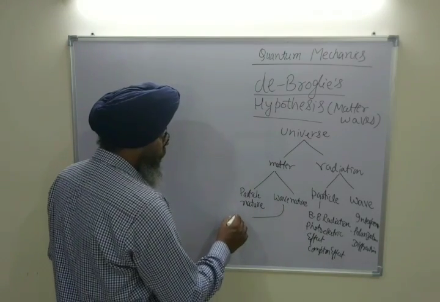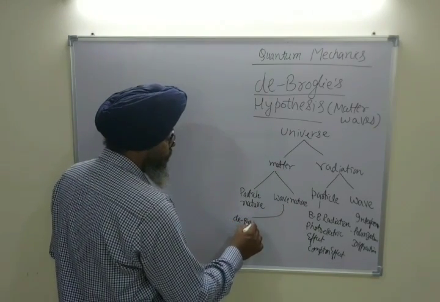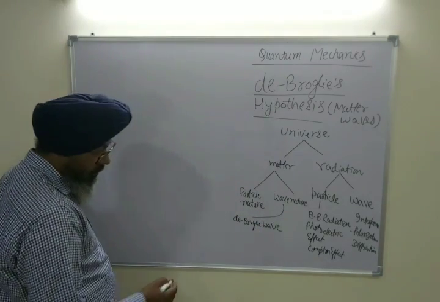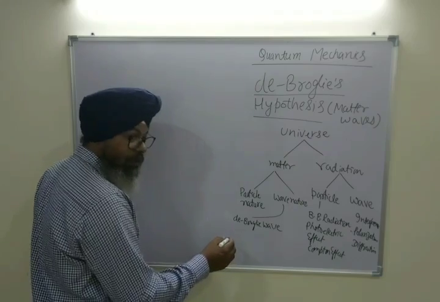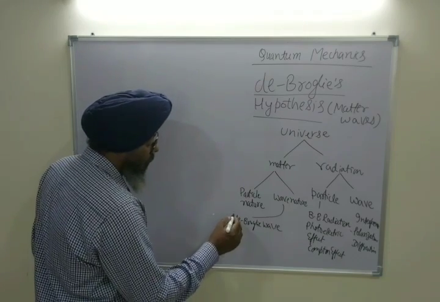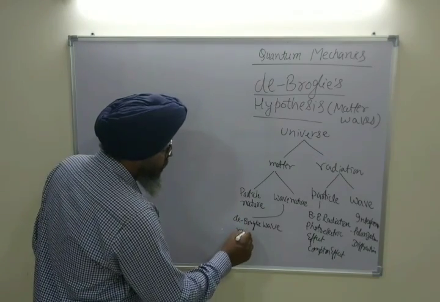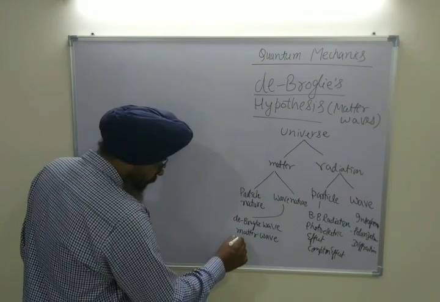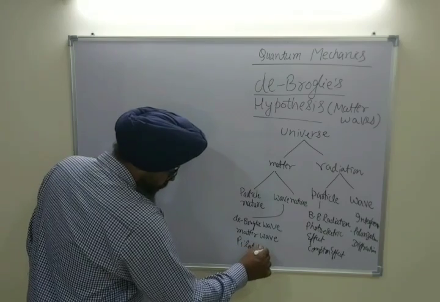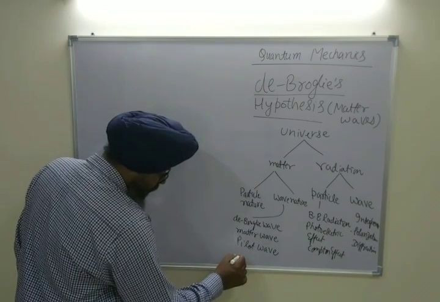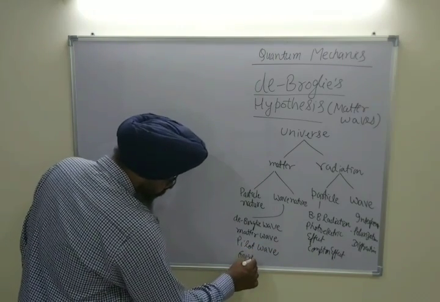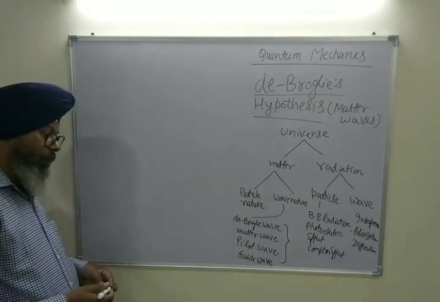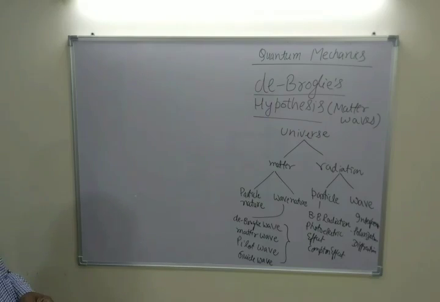The first name is of course de-Broglie wave. The second name for the wave attached with matter is matter wave. It is also called pilot wave, and it is also called guide wave. These are the four famous names for the wave attached with a particle.